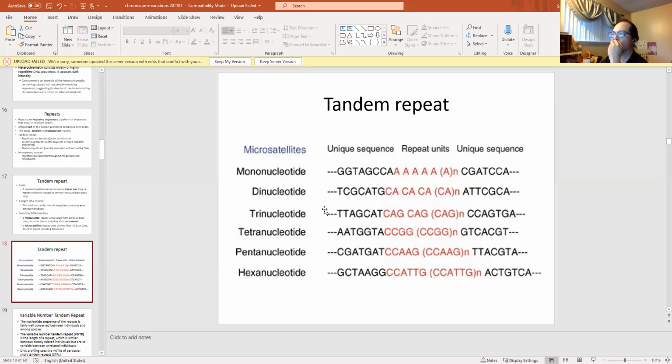So the repeats have these units, the sequence amount is 1 to 10, right? So it's A, between these two, and this is mononucleotide repeats. This is dinucleotide repeats, CA. This is trinucleotide repeat, CAG, etc. And tetra, 4, 5, 6. So that's that. These all are tandem repeats, meaning that these repeats are connected one next to the other.